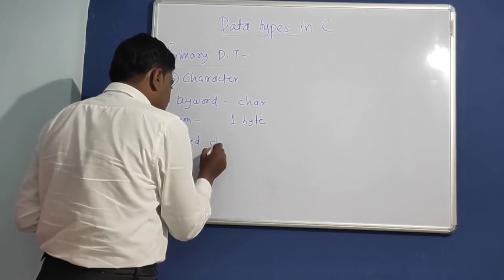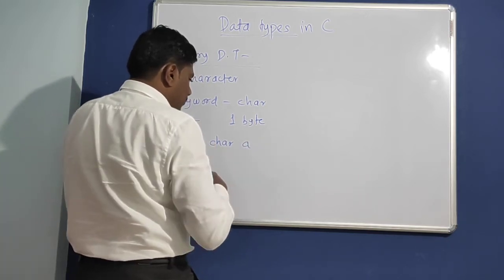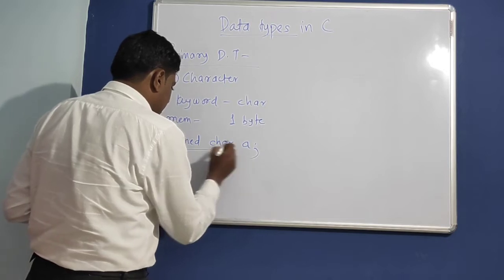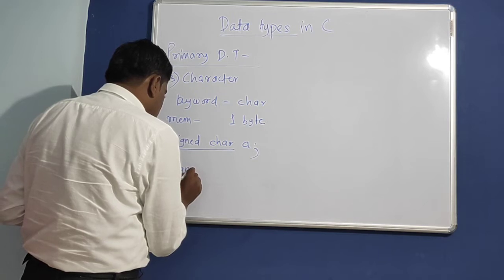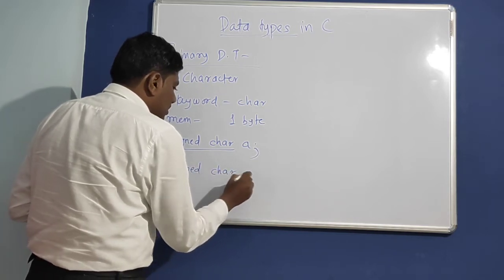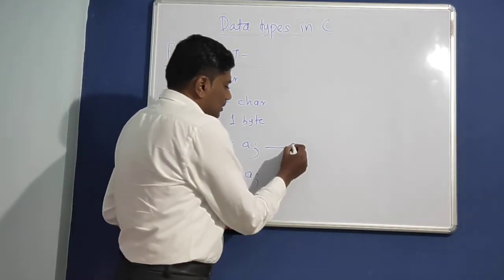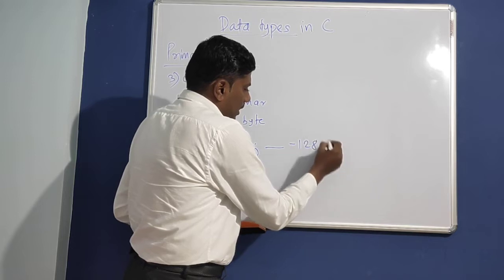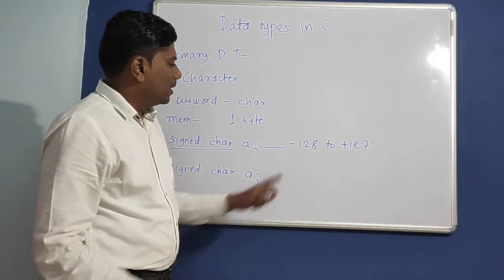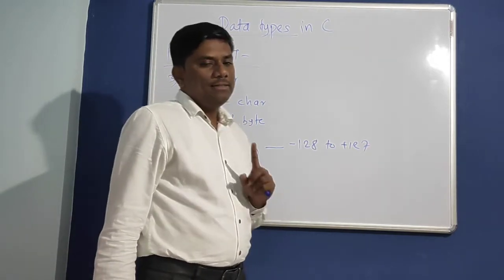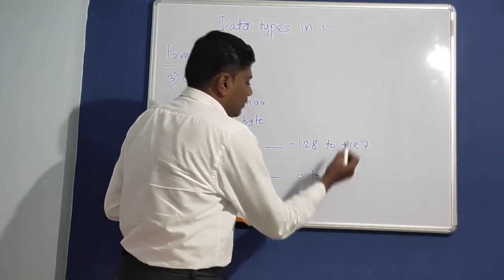So if your variable is of type signed character, then there is a different range, and if your variable is of type unsigned char, then there is a different range. So for signed character, the range is -128 to +127. Okay, so see, there are total 256 possibilities, and for unsigned char, the range is 0 to 255.